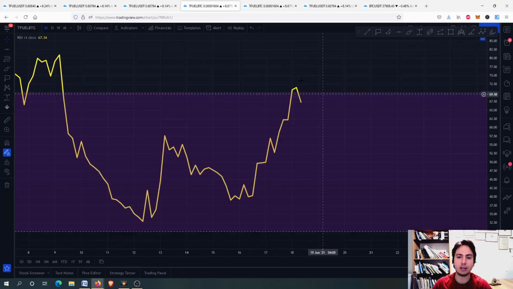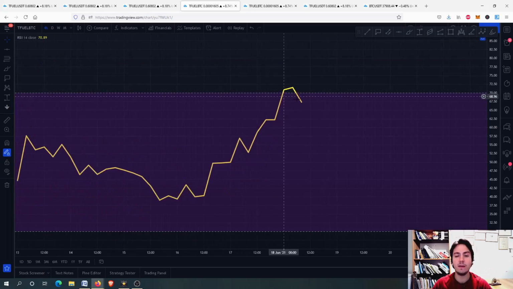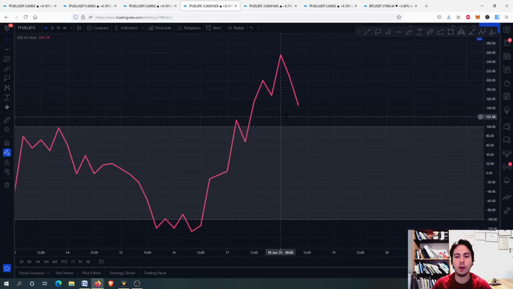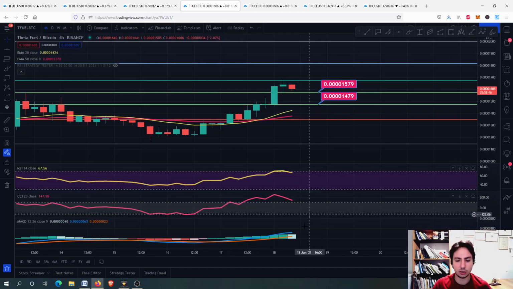So here we had an overbought situation. You can see here the RSI was above 70 as well. The commodity channel index was way above the 100. It usually goes like that, guys. The commodity channel index is more sensitive to the price action, right? So the RSI is more stable. It doesn't have these upside downs in its value.